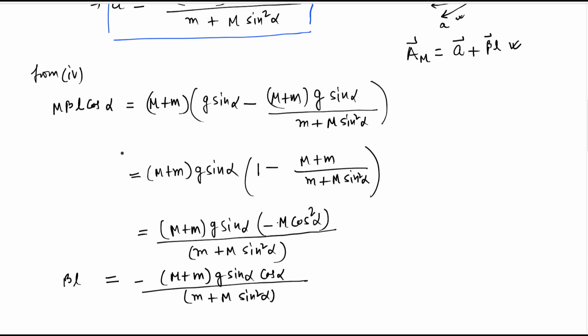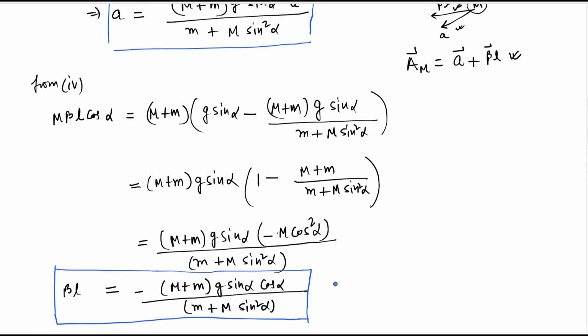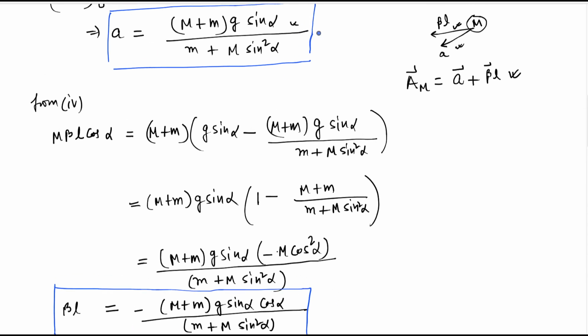Okay, so that's the expression for beta L, the acceleration due to the angular rotation. Now if you see these two equations, they are pretty similar, and therefore we can write beta L also as minus a cos alpha, right? You can see that.